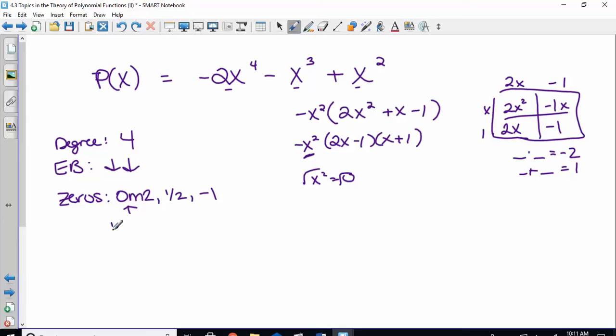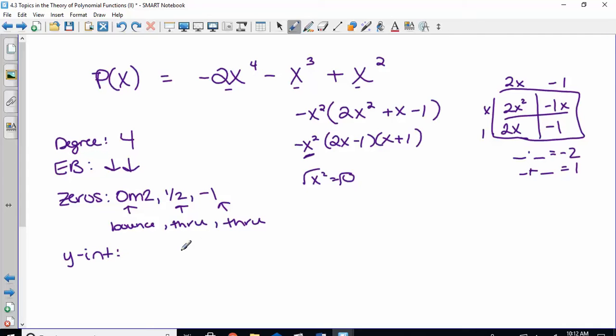Okay, so at 0, does it bounce or go through? Bounce. Multiplicity 2, 2 is even, so bounce. At 1/2, through. Yep, multiplicity is 1, 1 is odd, so it goes through. And at negative 1, through.